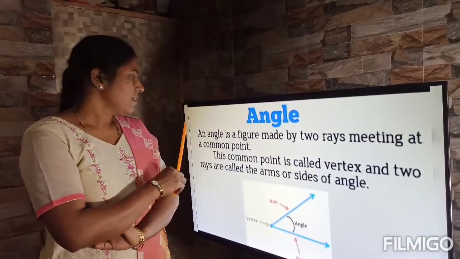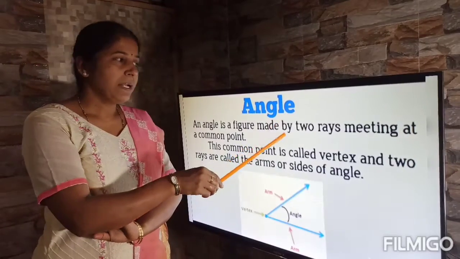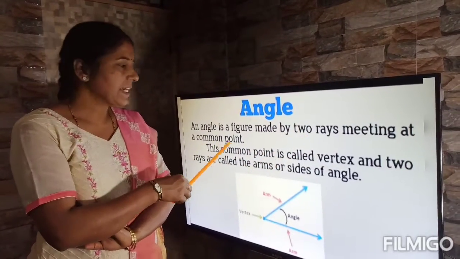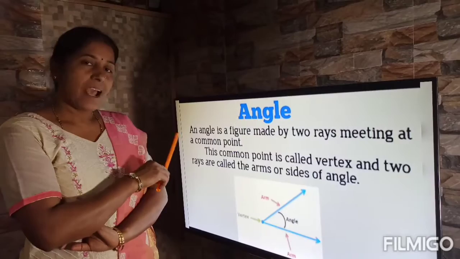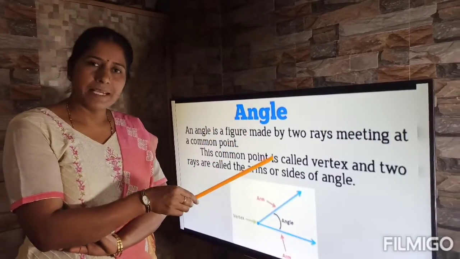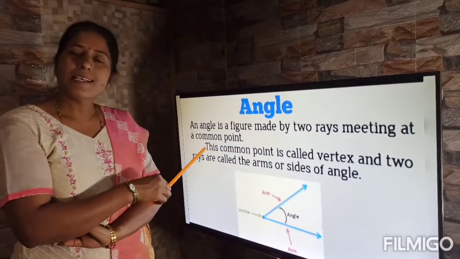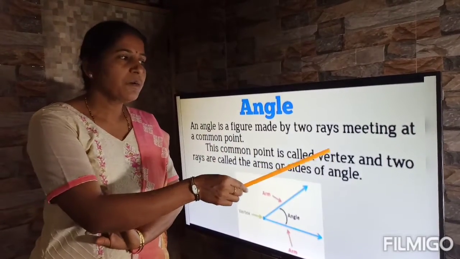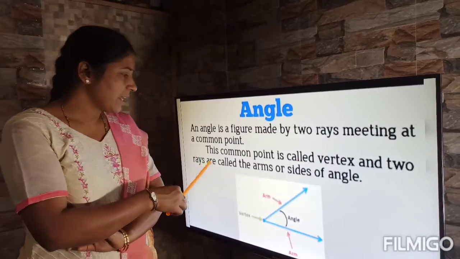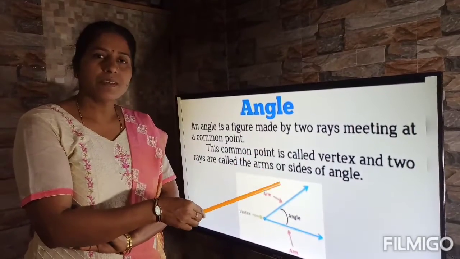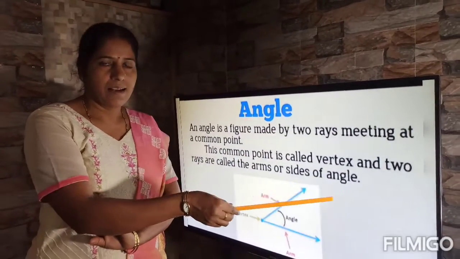What is an angle? An angle is a figure made by two rays meeting at a common point. This common point is called the vertex, and the two rays are called the arms or sides of an angle.